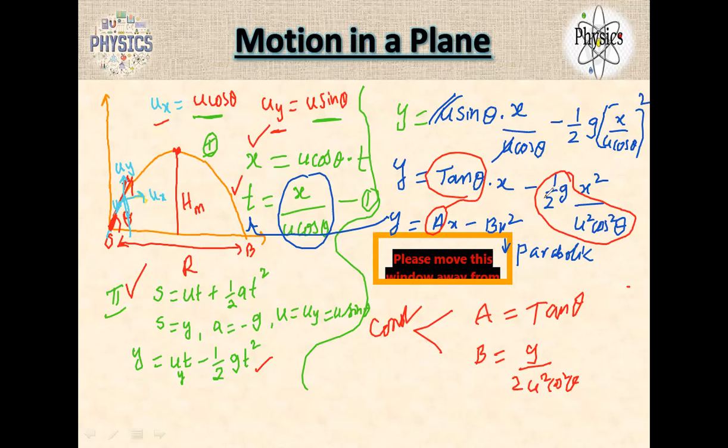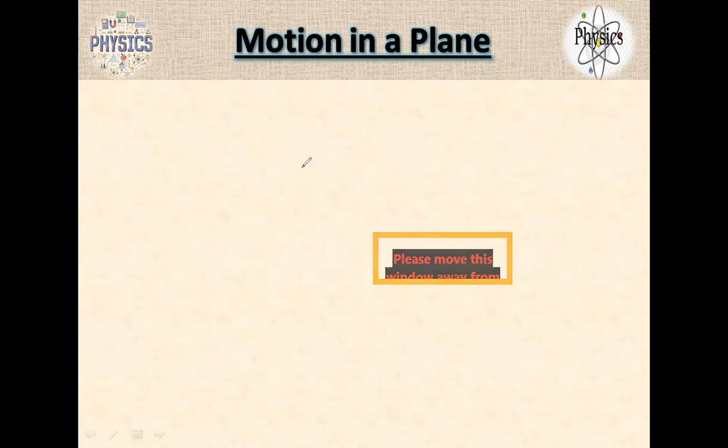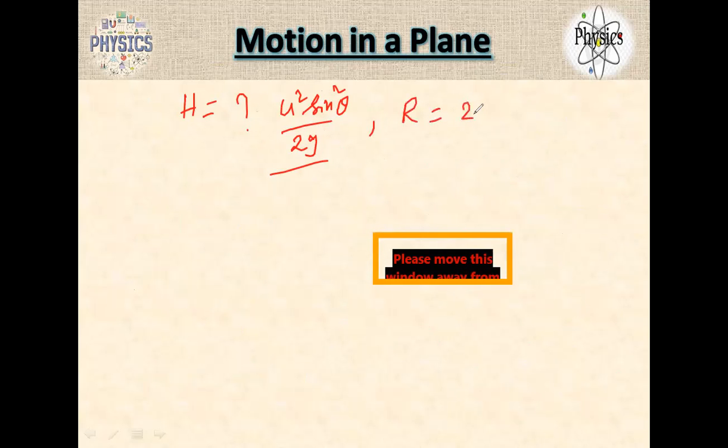Yes, sir. So here the next task is how do we get the maximum height equation, which is u square sine square theta by 2g. How do we get this is the challenging part. And the range equation, 2 u square sine 2 theta by g. These two are the important equations for competitive exams. How do we get this?